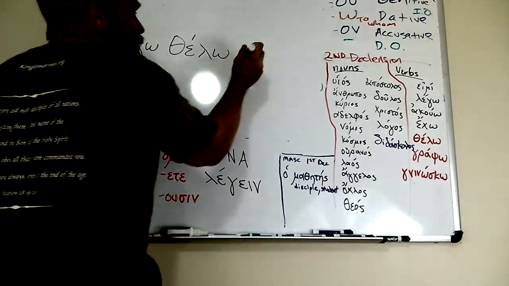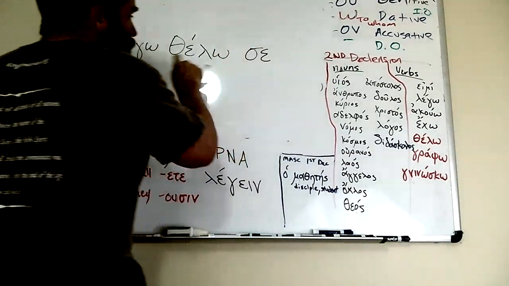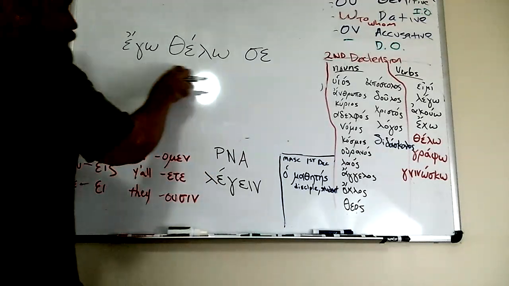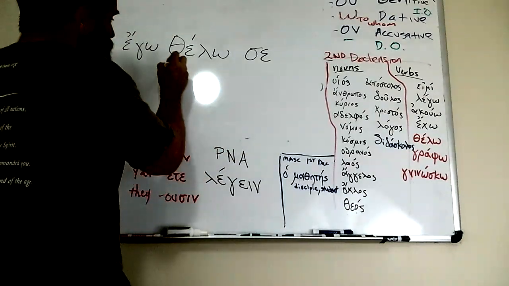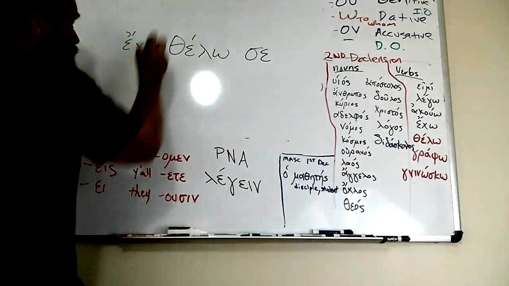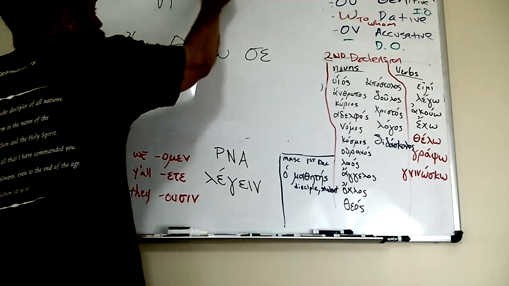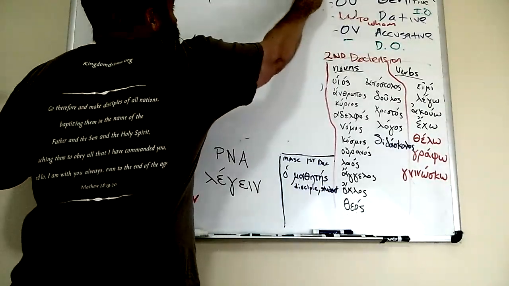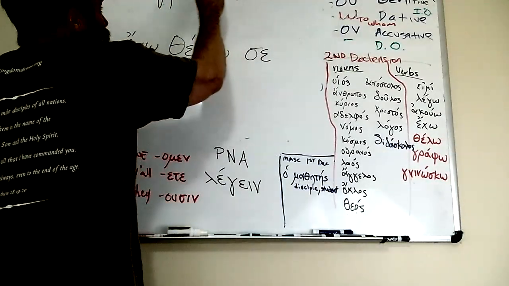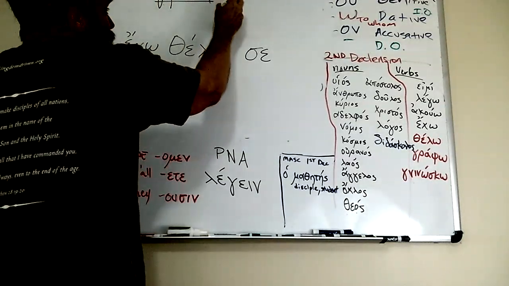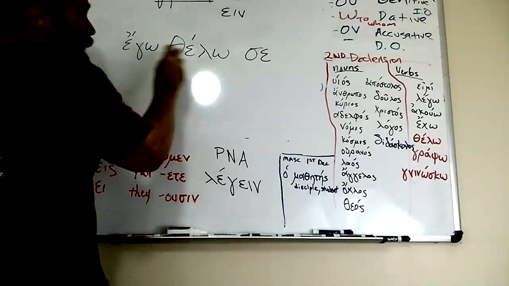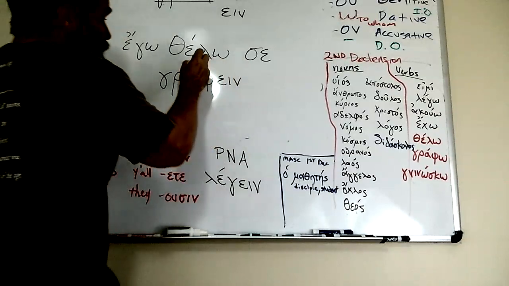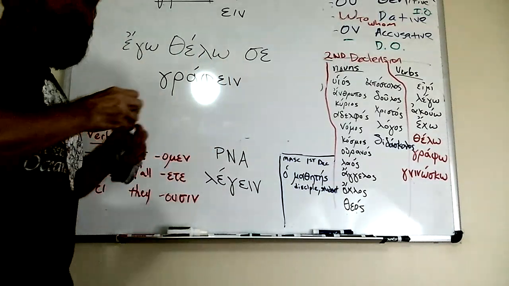So if I say ego thelo, and then I use the pronoun and say ego thelo se, now I could use an infinitive for you to do something. Like ego thelo se graphein. So we'll take grapho, which means to write. That was one of our new verbs. So I write, right? And if I get rid of this and just take the stem and put the infinitive ending on it: ego thelo se graphein. So what would you think that means?